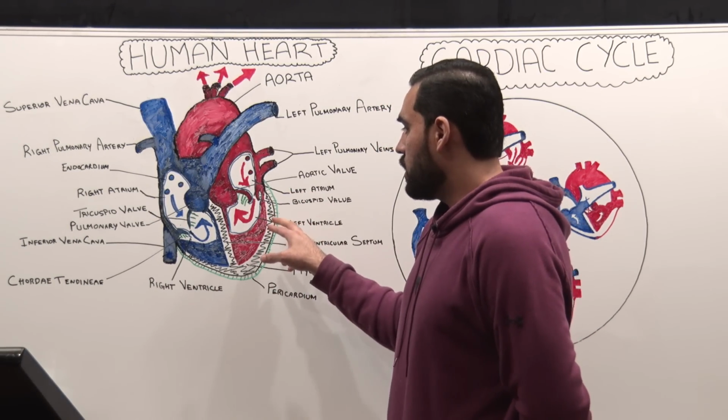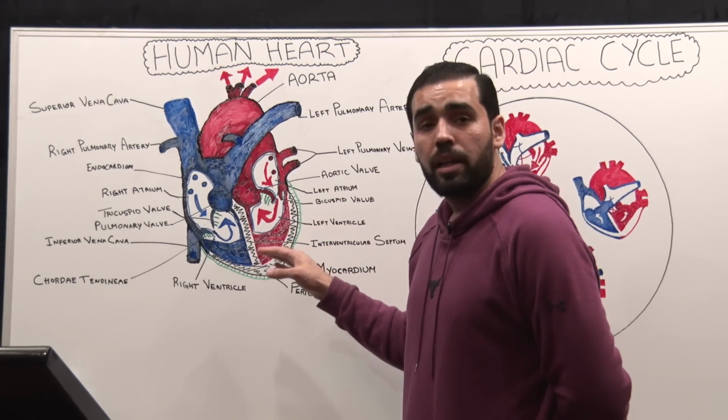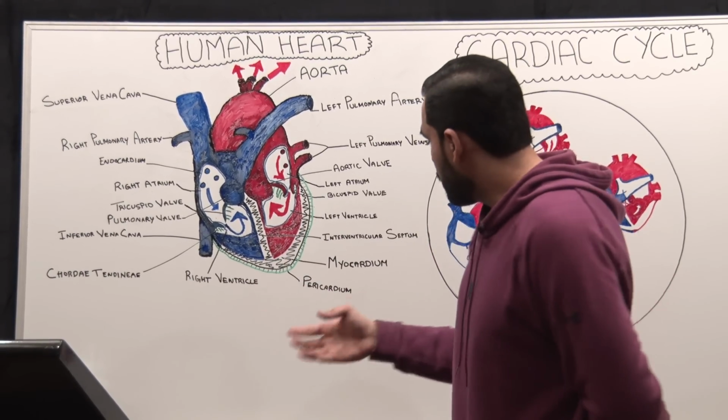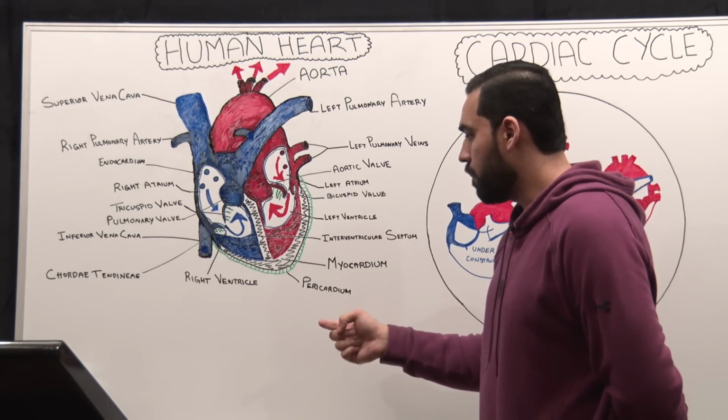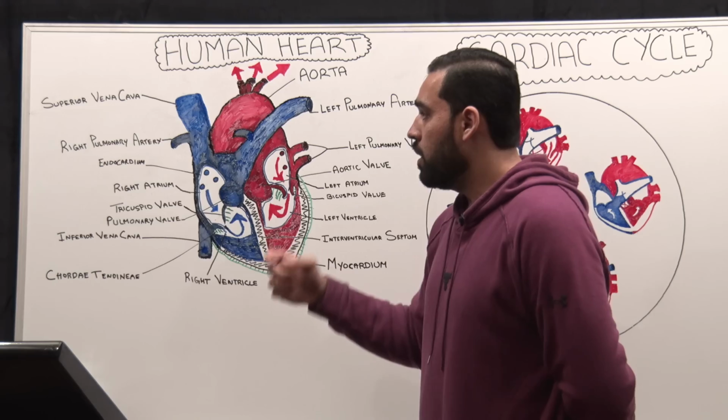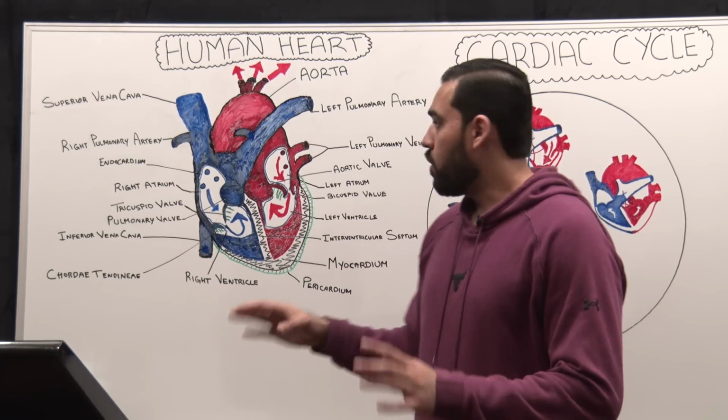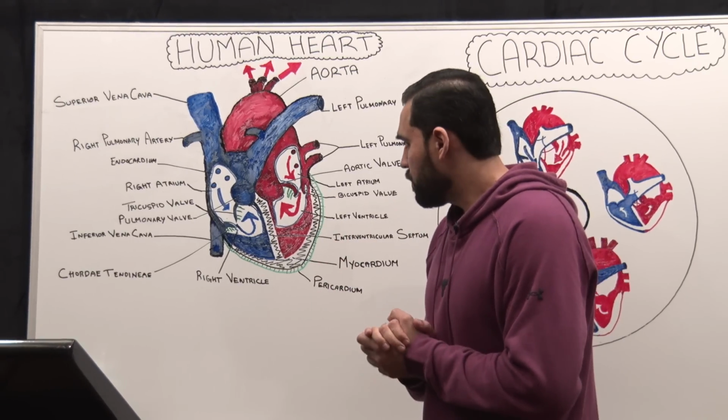We will discuss how this cardiac muscle is divided into different layers, for example, the myocardium, the pericardium, and the endocardium over here. But that is for later. First, I want you to understand some other things.